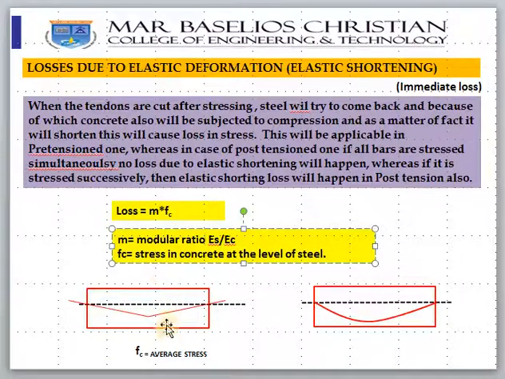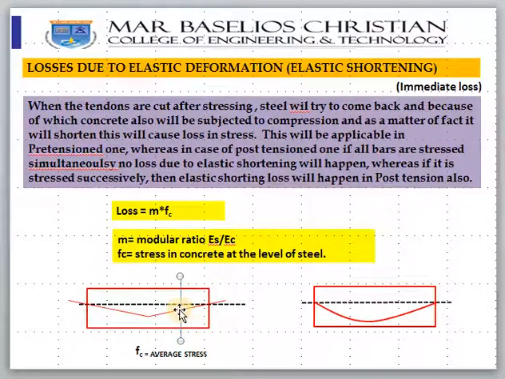If I take this section, for example, then at this level of steel, what is the stress in the concrete? That is what is important. Similarly, suppose I take this end section, then at this level of steel, what is the stress in the concrete? That is Fc. We will see how to calculate it when we do a problem. So this is the basic understanding. Okay, modular ratio is nothing but Es by Ec.